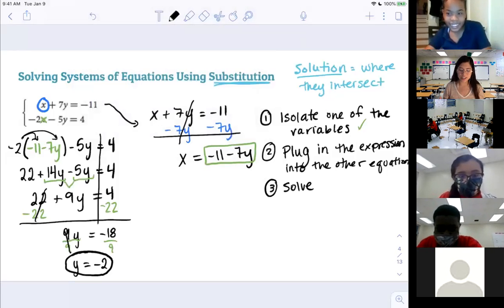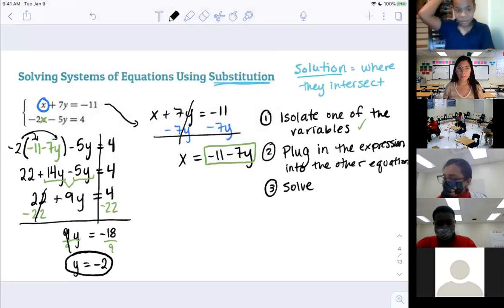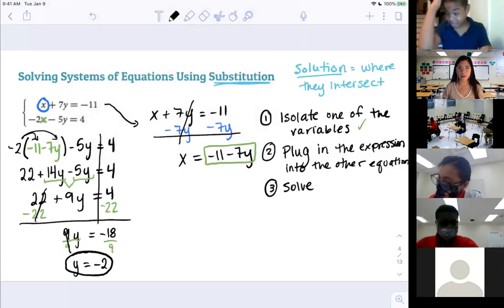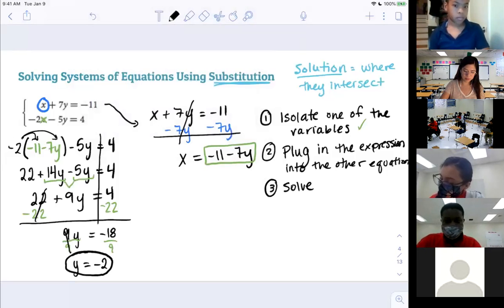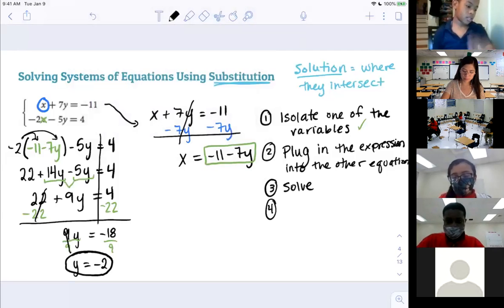All right, any questions up to this point? No. All right, now what can I do? I need to get the other variable, so what do I do? Plug in y to x. Good, plug in the solution.